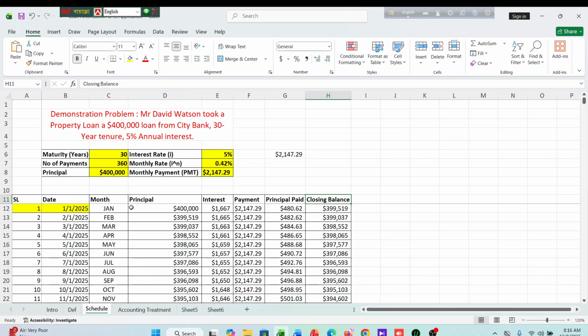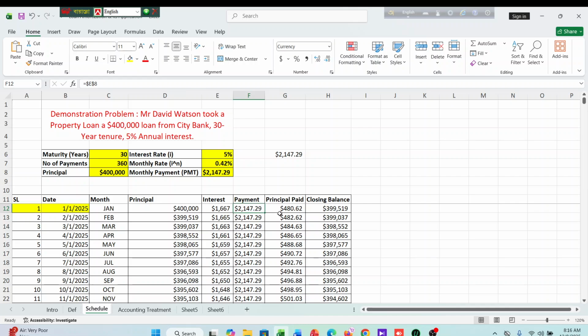Principal means, I think you can recall, that the bank gave us 4 lakh US dollars on 1-1-2025. So in January, what happens? The bank told us that we have to give an installment every month, 2,147 US dollars. They don't tell me what the interest is and what the principal paid is, but we have calculated it because it makes our understanding very easy.